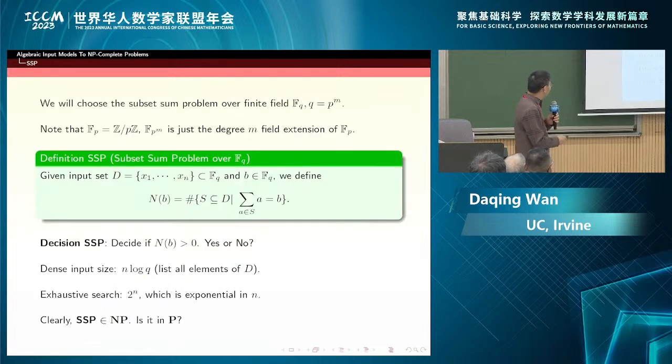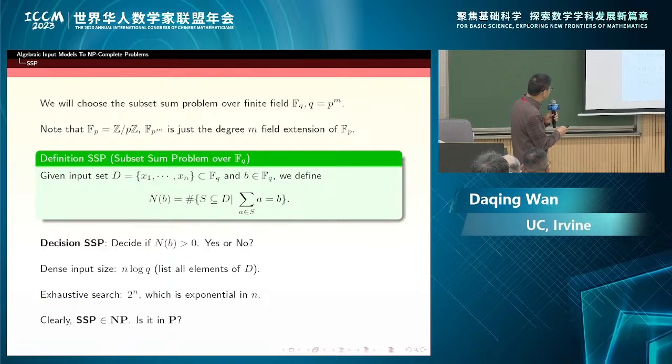All right. Now let's focus on this concrete subset sum problem over a finite field of q elements. Here q is a prime power. If p is a prime number, then F_p is just the integers modulo p, and in general, F_p^m is the finite extension field of F_p of degree m. So what is the subset sum problem? Given this field of q elements, we choose a subset D of d elements, x_1 through x_d, and choose another element b. We want to know whether this set D has a subset S such that the sum of the elements in S equals b. That's why I call it subset sum.